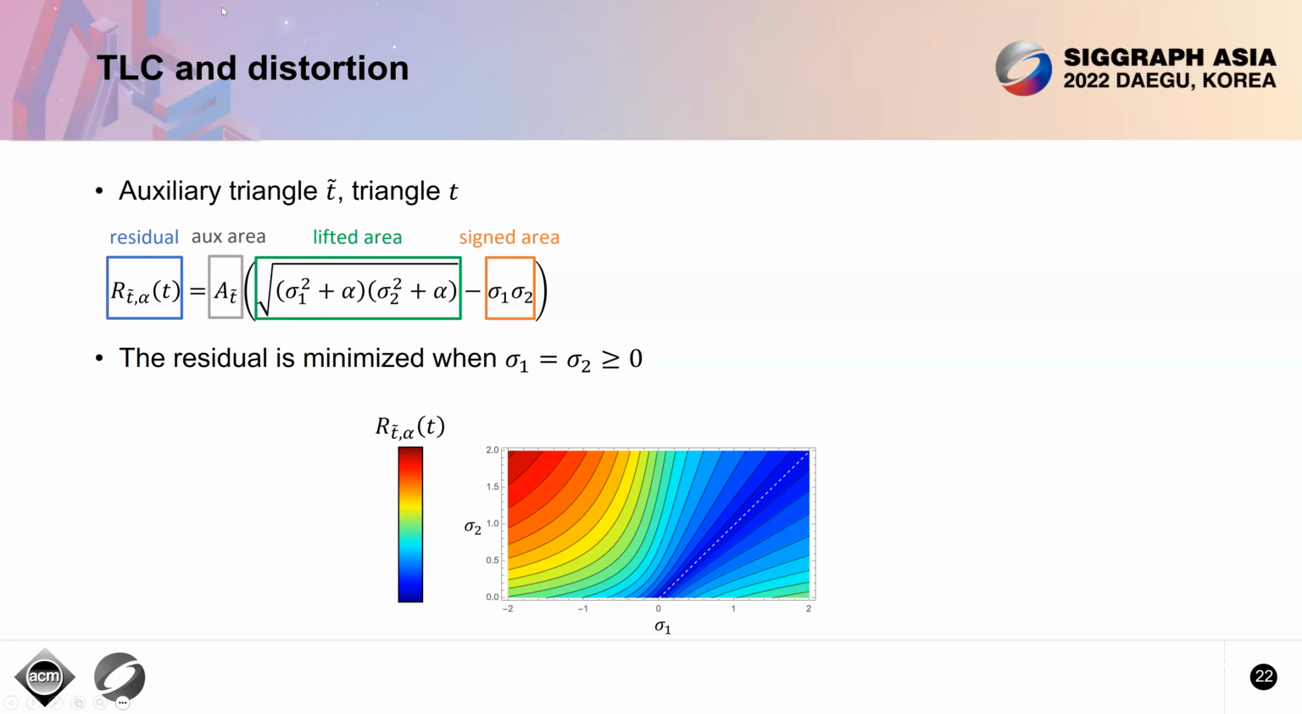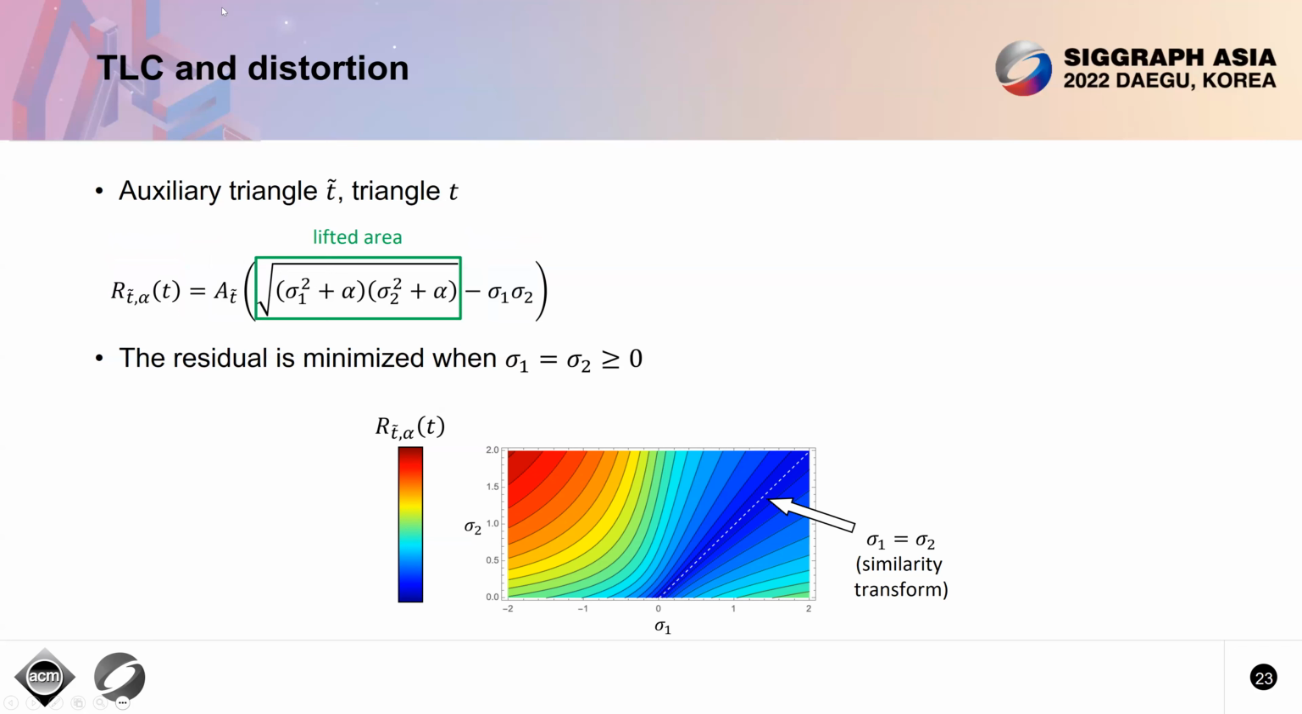You can see that the residual is minimized along the diagonal, where the two singular values are the same. This corresponds to a similarity transform, which preserves angle but not area. Since TLC and the residual share the minimizer, this also explains why TLC energy tends to preserve angle but introduce area distortion. Now we modify this energy so that its minimum is achieved at isometry, which preserves both angle and area.